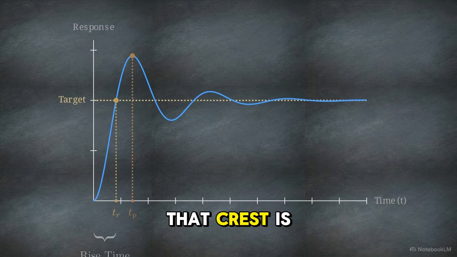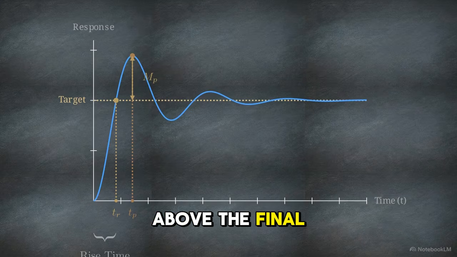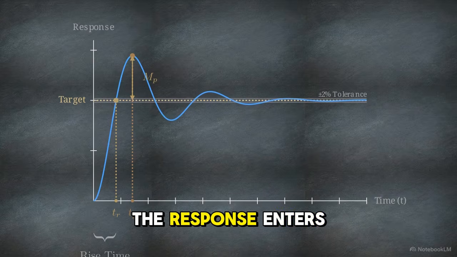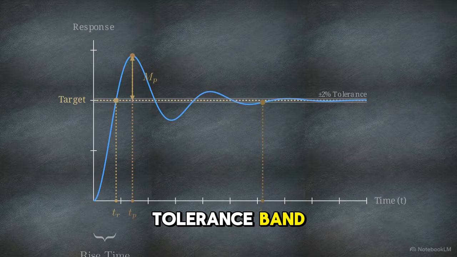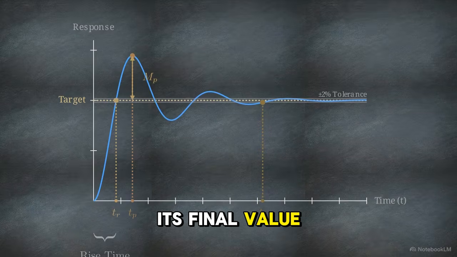The height of that crest is the overshoot, MP, which measures the maximum percentage the system travels above the final steady-state target. Finally, the settling time, TS, marks the exact moment the response enters and permanently remains within a tight tolerance band, typically 2% of its final value.